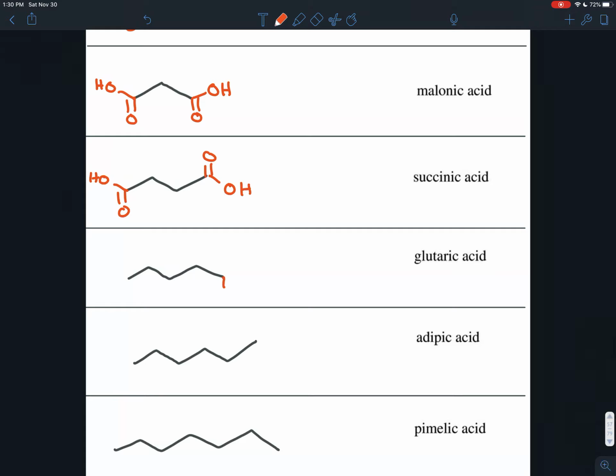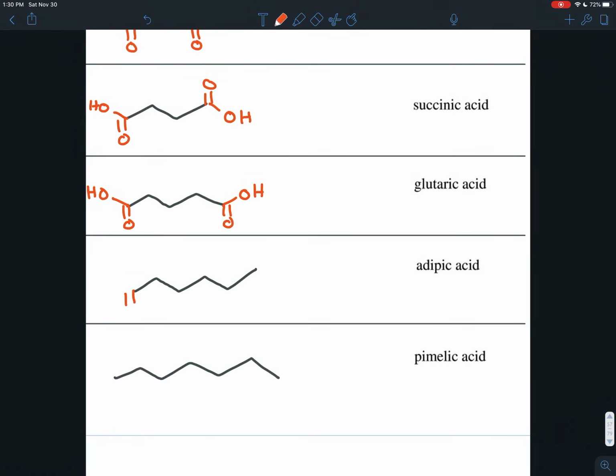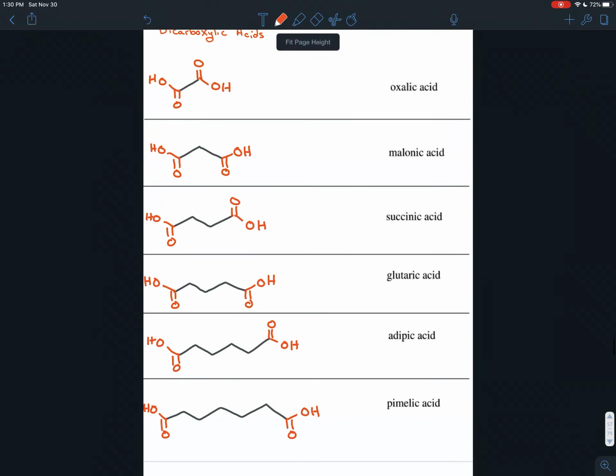If you have 5 carbons and you turn that into a dicarboxylic acid, then you have something called glutaric acid. 6 carbons, you turn that carbon chain into a dicarboxylic acid, you'll have a molecule called adipic acid, which appears a lot in biochemistry. And if you have 7 carbons and you turn that into a dicarboxylic acid, you'll have something called pimelic acid.